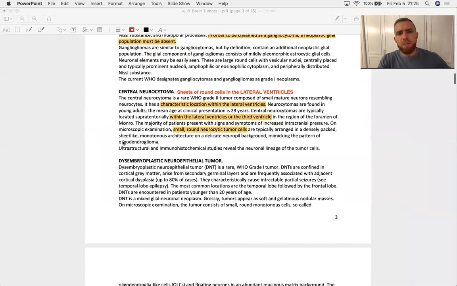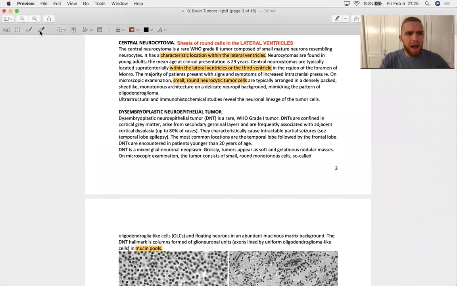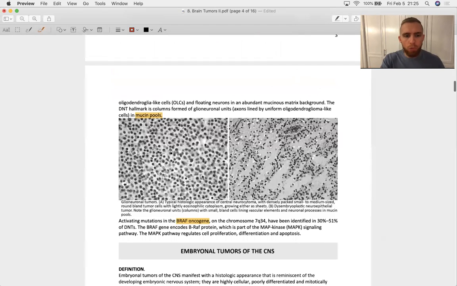Then we discuss the central neurocytoma. I think this is easy to summarize. It is the only small round neurocytic tumor you're going to see in the ventricles. The ganglioglioma, the dysembryoplastic neuroepithelial tumor, those pop up in the cerebrum, okay? In the functional tissue of the brain. But this central neurocytoma has a characteristic location in the lateral ventricles. So you will see small round blue cells inside the ventricles.